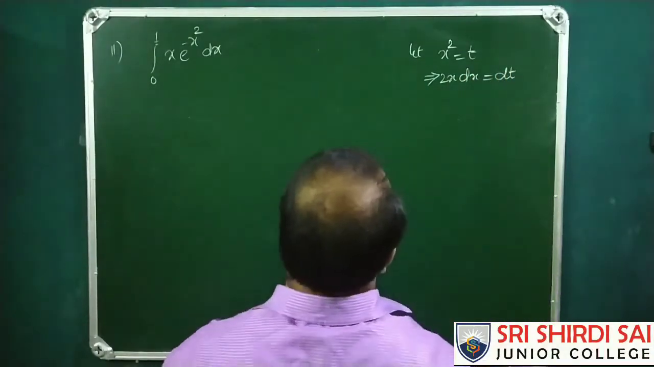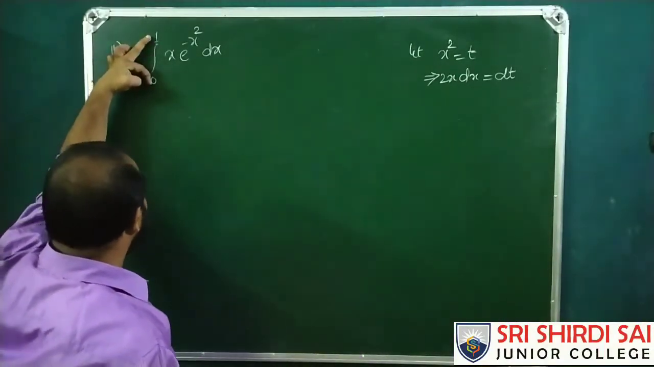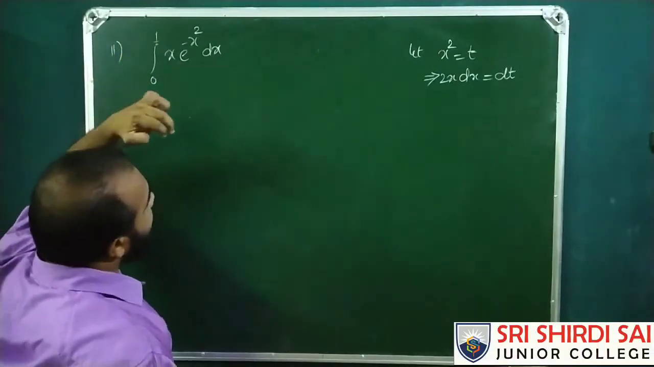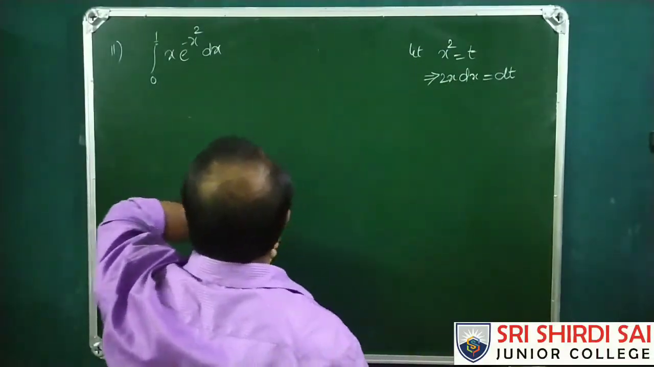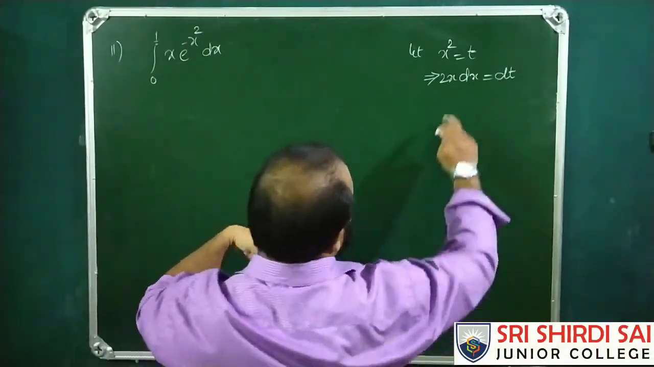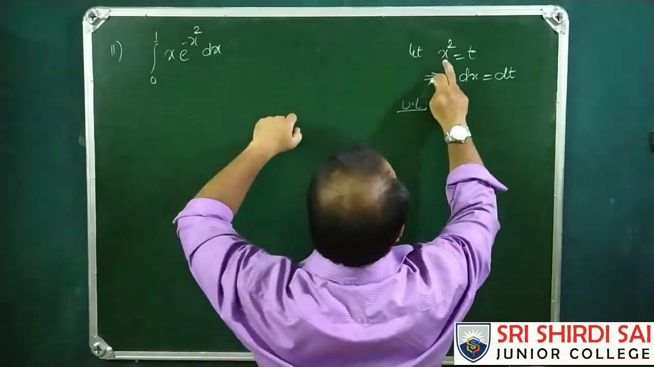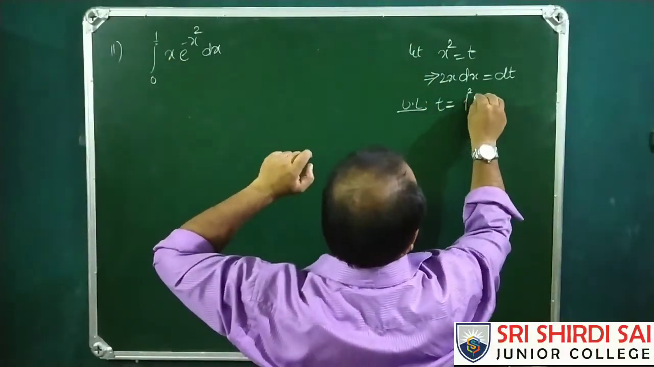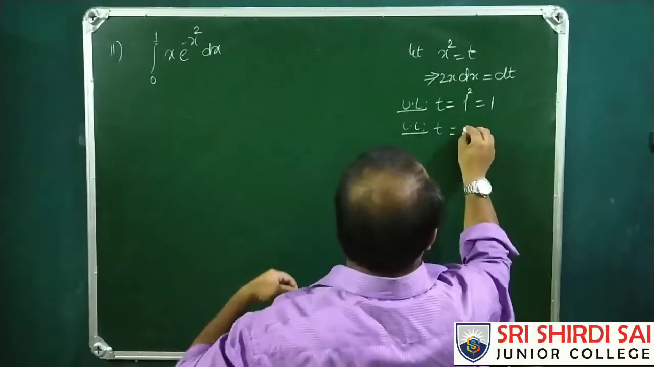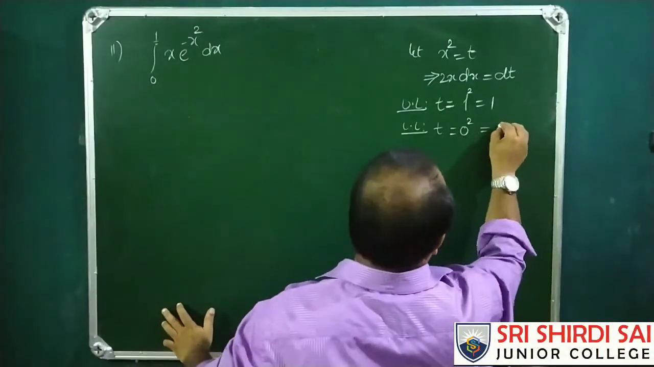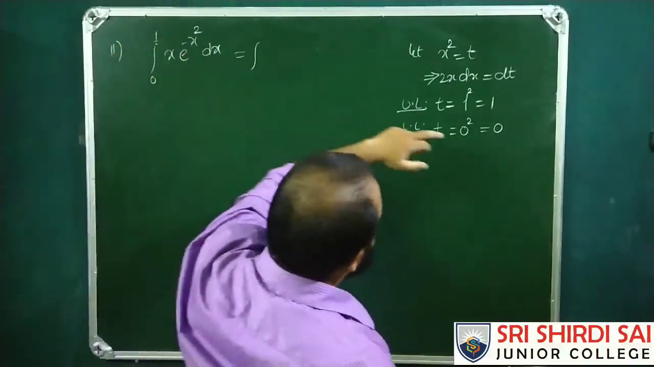Whenever we are going for the substitution method, 0 to 1 are the values of the variable of integration x. This x we are trying to change in terms of t. Therefore we need to find the values for t as well. Upper limit: t is equal to x square, so 1 square, which is equal to 1. Lower limit: t is equal to 0 square, so this is 0. So 0 to 1 is still 0 to 1 only.